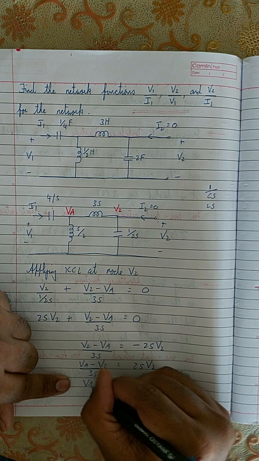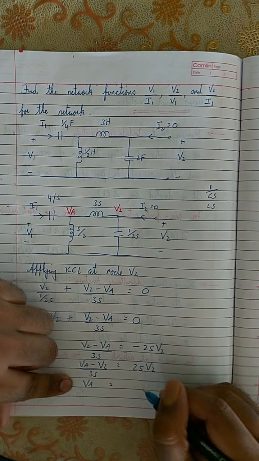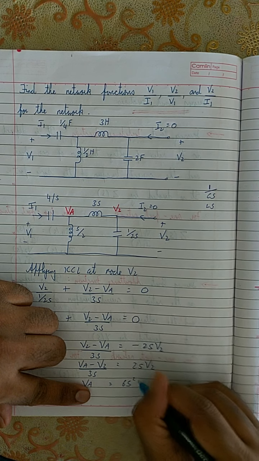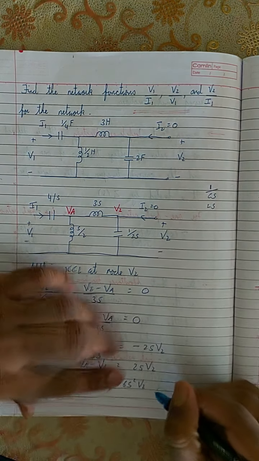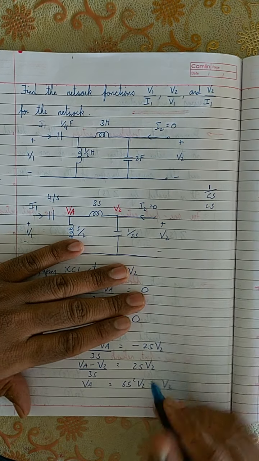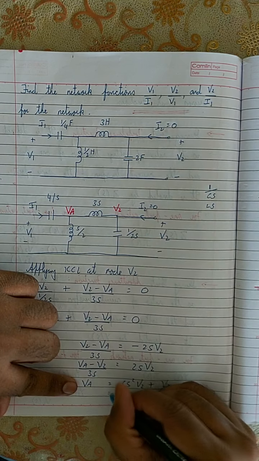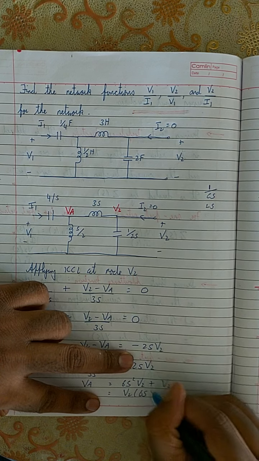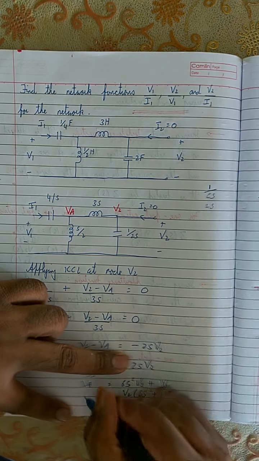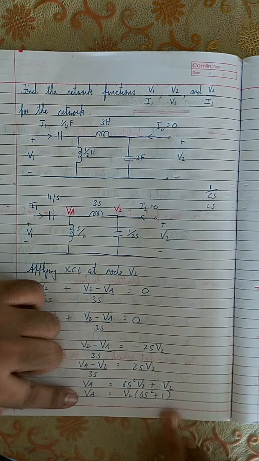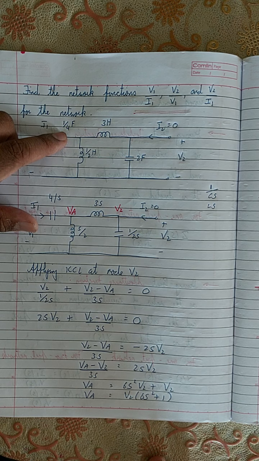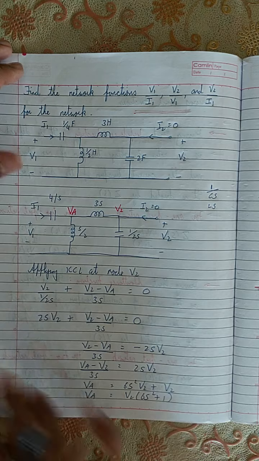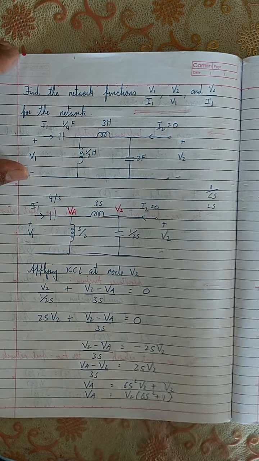So here it is. What's the equation for VA? Here VA is equal to 6s squared V2 plus V2. Okay, this is the equation for VA, or you can say VA is equal to V2 into (6s squared plus 1). This is the equation for VA. So now if I see VA anywhere, I can substitute that VA with this equation.